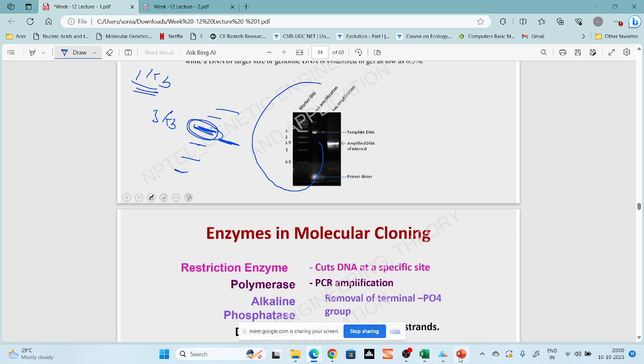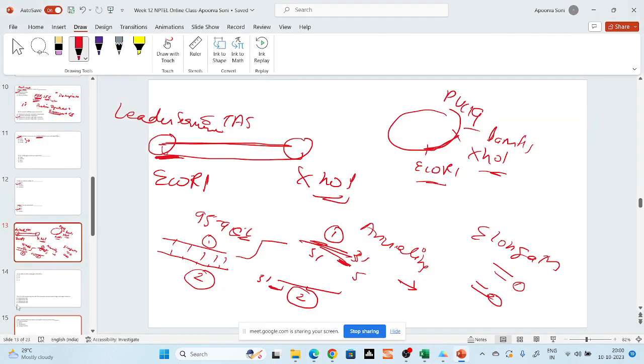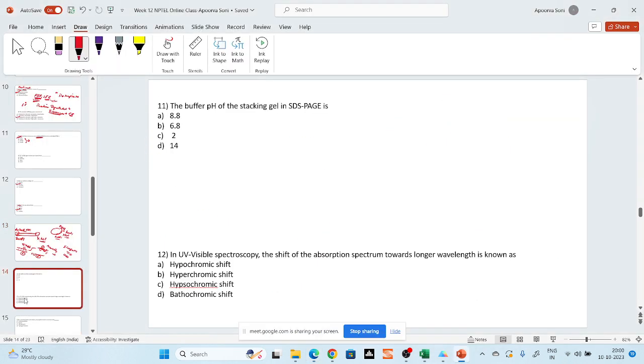Then we'll solve two or three questions, and then we'll move back to the revisions. As I said, the questions have nothing to do with the topic that we are revising, because the questions are randomly made, so that you can have a basic idea of how your real exam would look. The buffer pH of stacking gel in SDS-PAGE.